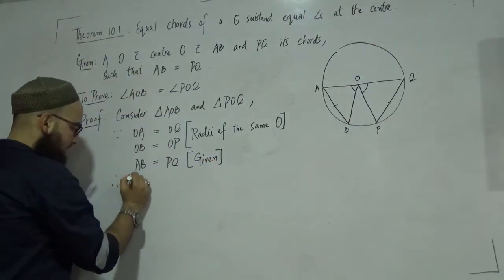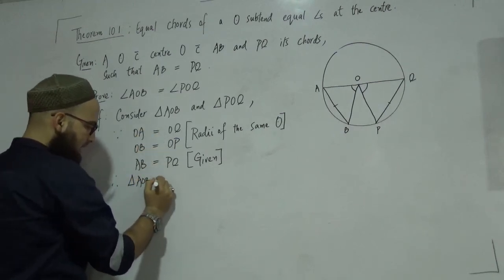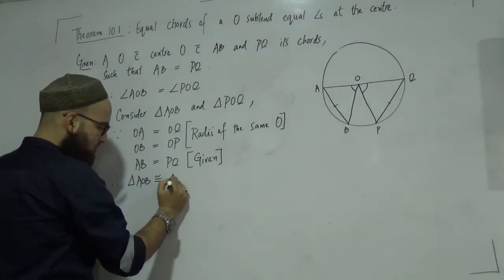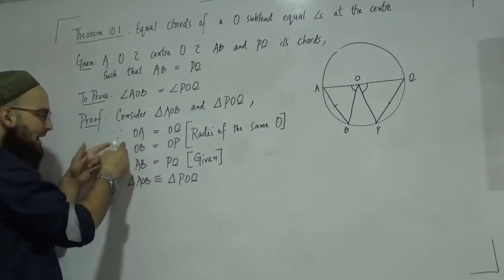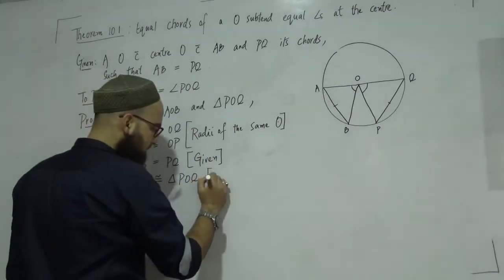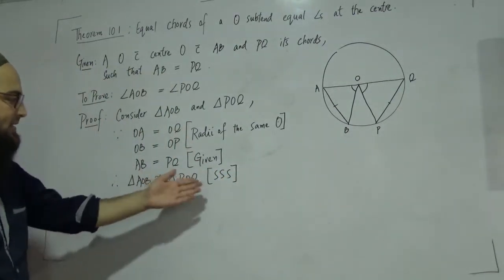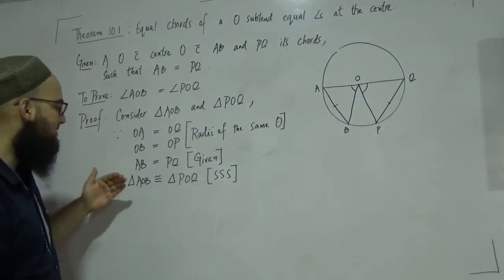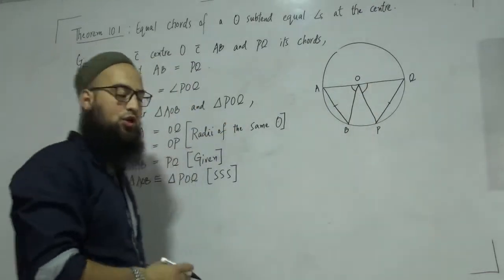Therefore, triangle AOB is congruent to triangle POQ by side, side, side congruency axiom. By the SSS congruency axiom, we proved that triangle AOB is congruent to triangle POQ.